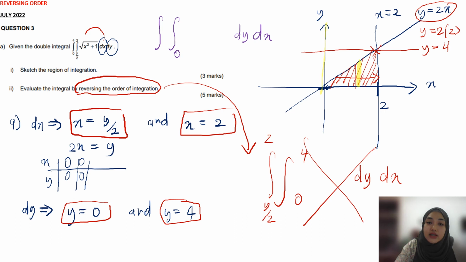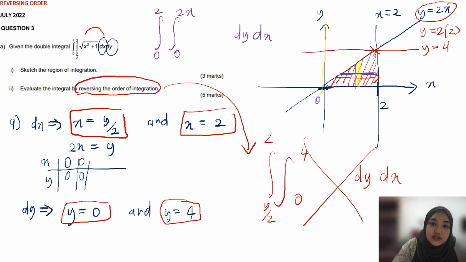So you have to find it in terms of x. In terms of x, it means 2x. So y goes from 0 until 2x. For y, it's from this line until this line. But normally for dx, we do not take the line, we take the value. So it's 0 until 2.